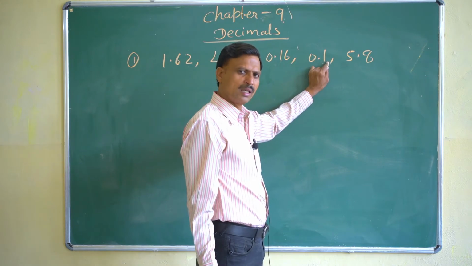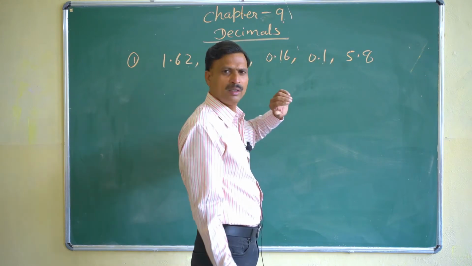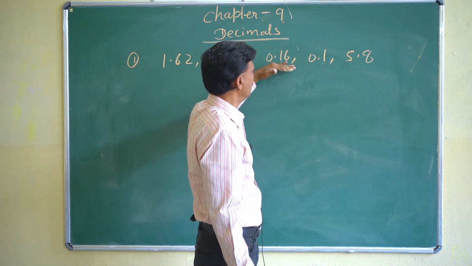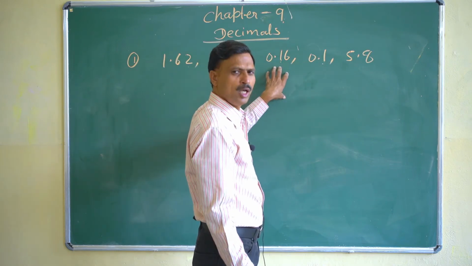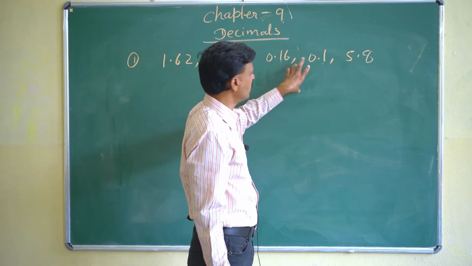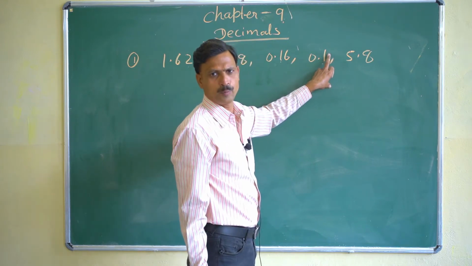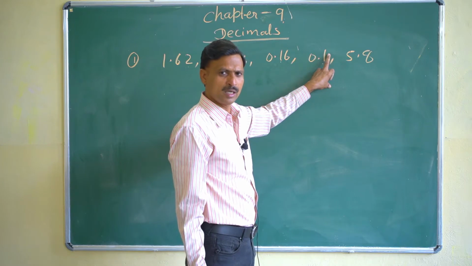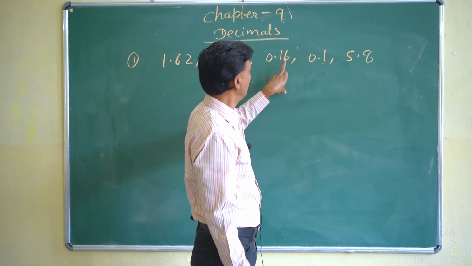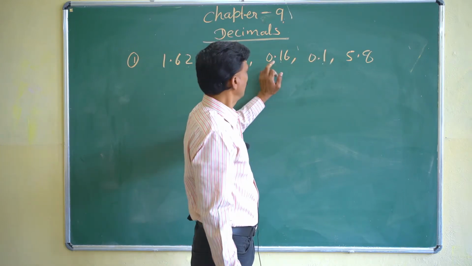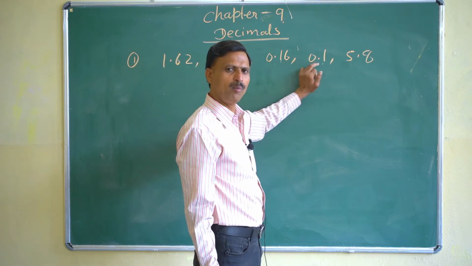After that nothing is given. So how will we compare, or how will we decide which is greater, this one or this? You will see in this one 6 is given, and in this one nothing is given, which means we can consider a 0 here. So this 0 will be less than the 6. It means 0.16 is greater than 0.1.